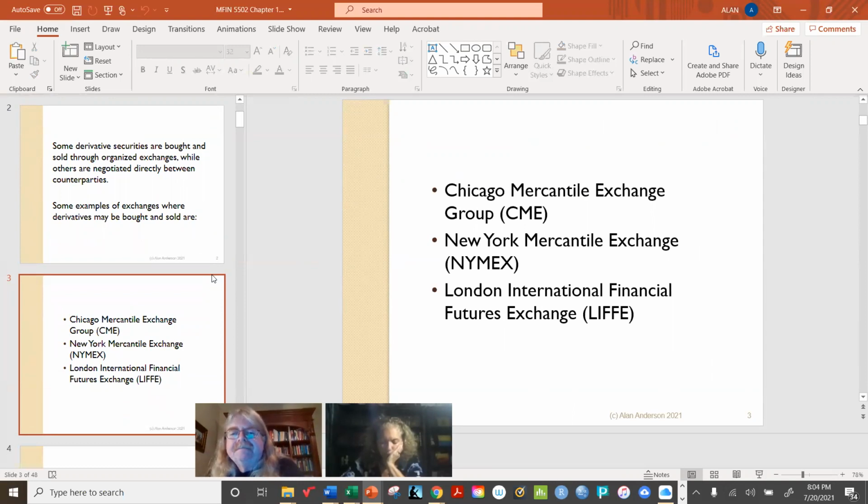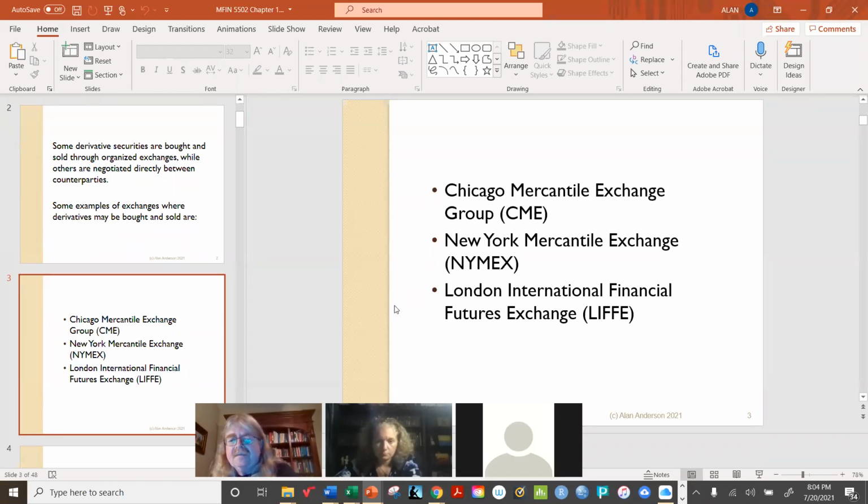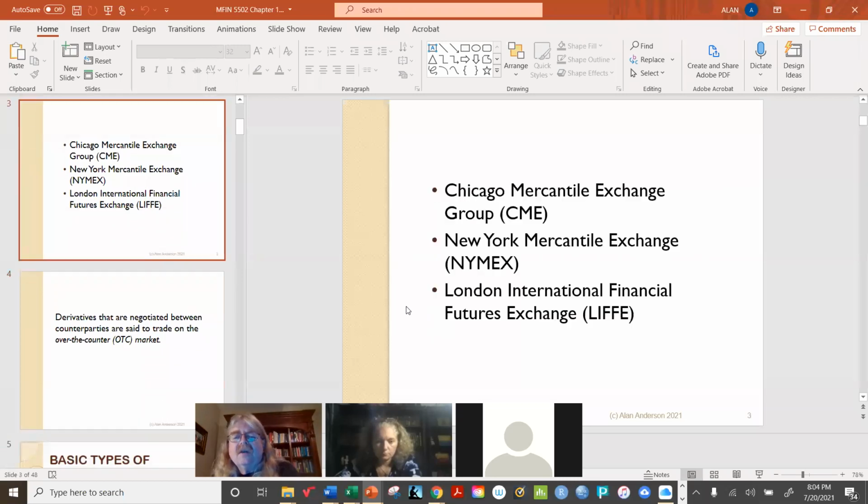And if you need one of these derivatives, this is probably one of the first places you'll check to see if they have what you need. It's big. It's enormous. Now, we have a few others, of course. We have the New York Mercantile Exchange, which I think only does energy derivatives. I'd have to check that out. We also have the London International Financial Futures Exchange, and there are many others throughout the world.